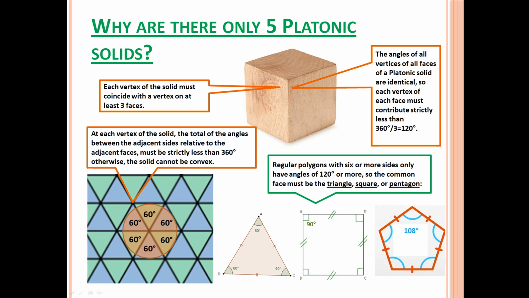The angles of all vertices of all faces of a Platonic solid are identical, so each vertex of each face must be less than 360 degrees, divided by 3 equals 120 degrees. Regular polygons with 6 or more sides only have angles of 120 degrees or more, so the common face must be the triangle, square, or pentagon.